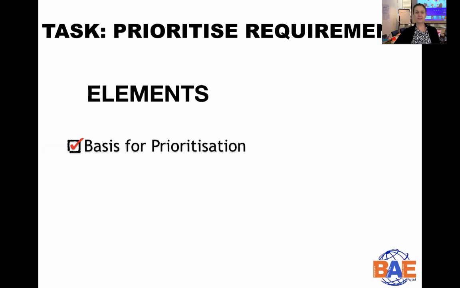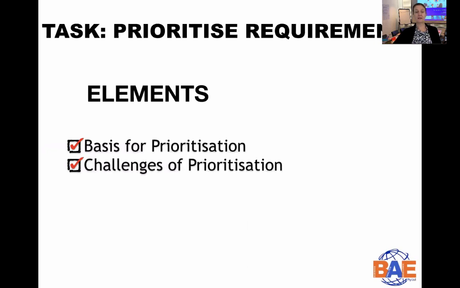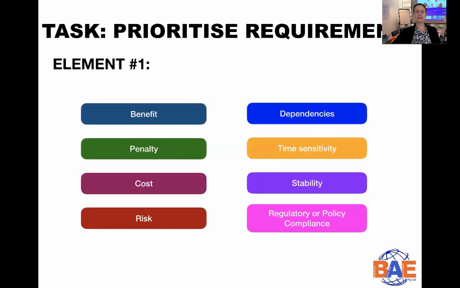So one of the first elements of prioritization is about, let's talk about the basis for prioritization. We'll have a look at what some of the challenges are, and you might be familiar with some of those, and then the continual prioritization element and what that means. So now let's just briefly run through the basis for prioritization. There are many different things that could have an impact on how you choose to do your prioritization. And this may shift as you go through your initiative.